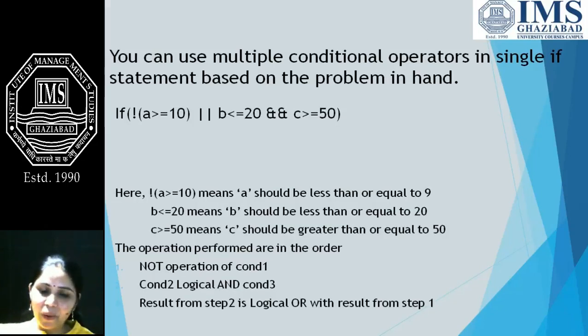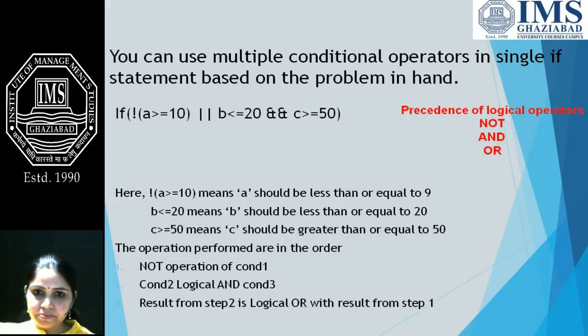Here I have used all the 3 operators. If not A greater than equals to 10, or B less than equals to 20, and C greater than equals to 50. Here not A greater than equals to 10 means A should be less than or equal to 9. B less than equals to 20 means B should be less than or equal to 20. C greater than equals to 50 means C should be greater than or equal to 50. Now here we have all the 3 operators: not, or, and.